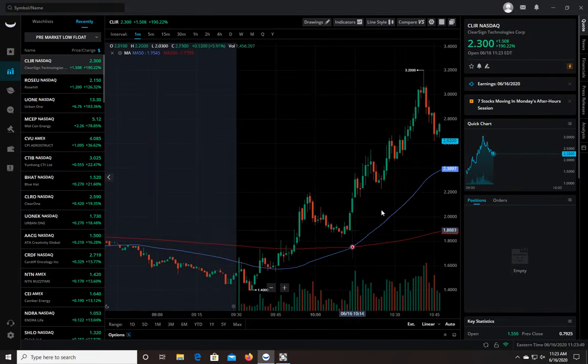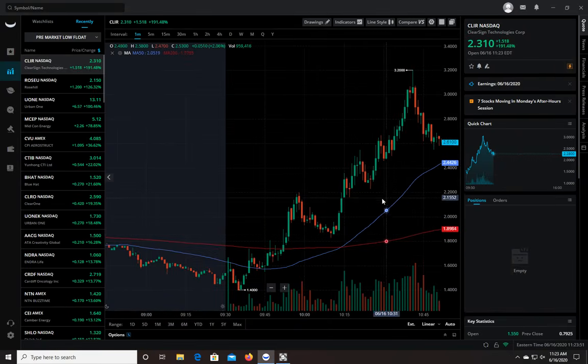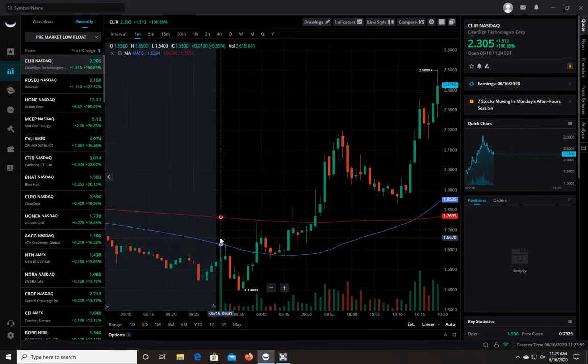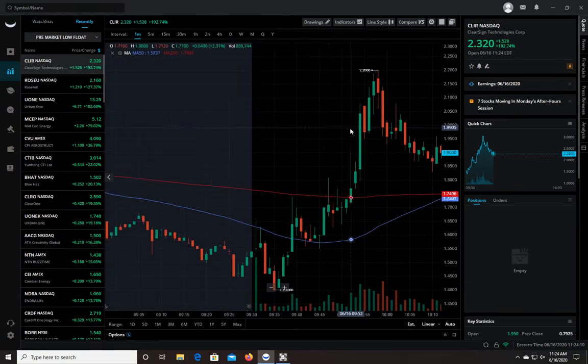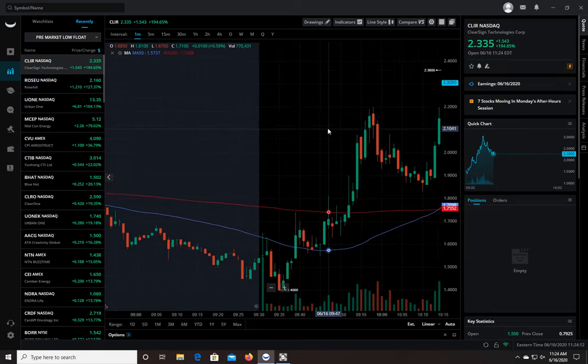As day traders and scalpers, isn't it great when we find those stocks that just rip up in the market open, like this one here, CLIR? Looks like it opened around $1.66, and less than an hour later, it's at $2.50. I actually didn't trade this, but I kind of wish I did.